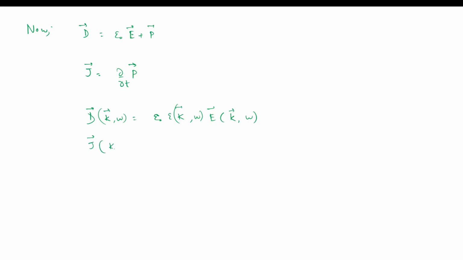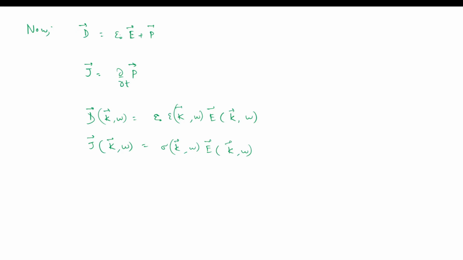Now we have this relationship D is equal to epsilon naught E plus P, and J is equal to the time derivative of P, and we have these equations D of k, omega is equal to epsilon naught epsilon k, omega, and electric field E. This is the Fourier domain constitutive relationship.